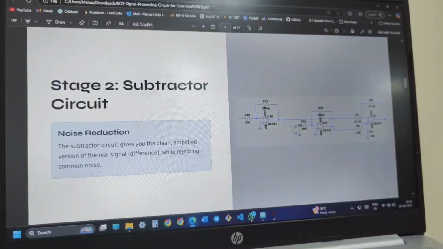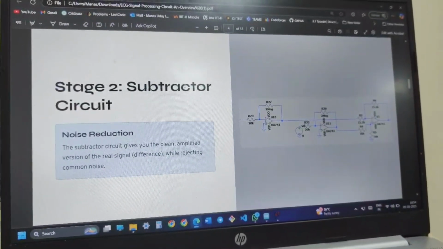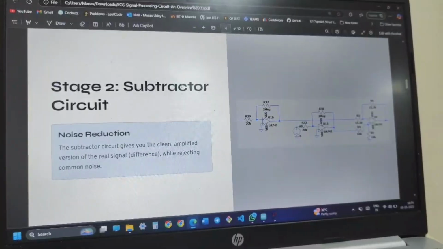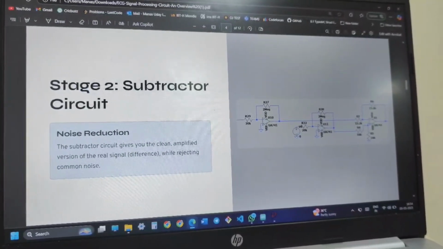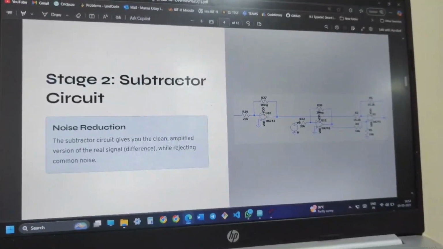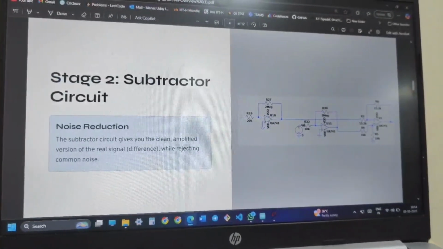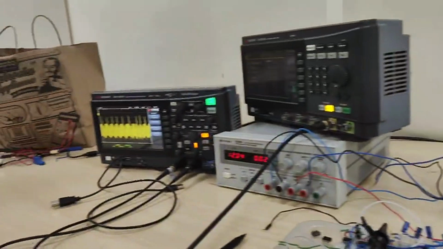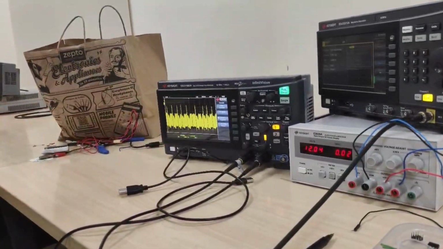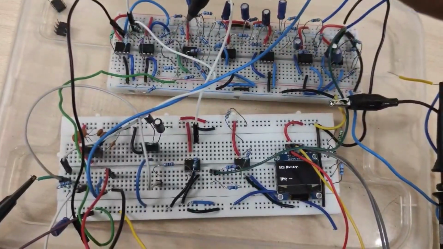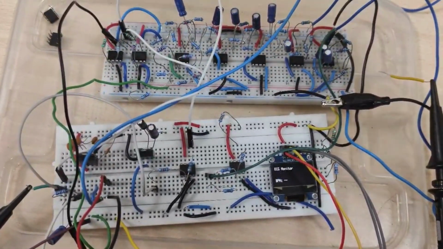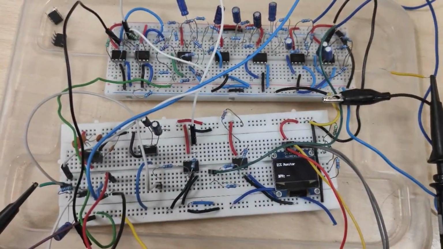Remarks: this stage is crucial for improving the signal-to-noise ratio before filtering. It does not amplify the ECG signal, but it cleans it by rejecting noise that appears equally on both inputs. This is the output of the subtractor circuit. So, after the subtractor circuit, these three op-amps make up our 6th order Butterworth low-pass filter.